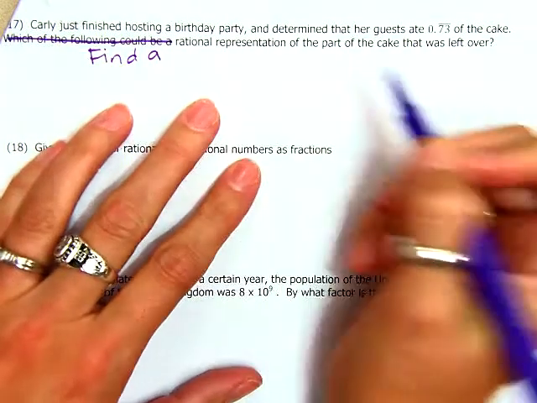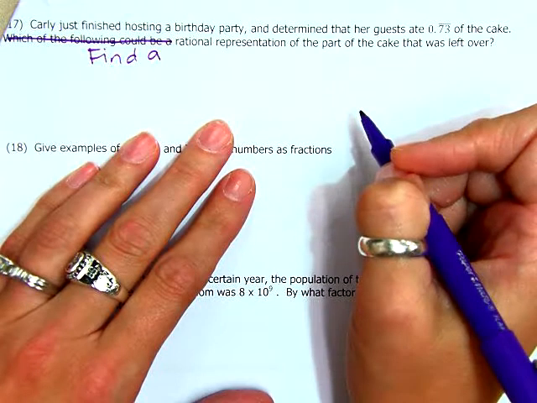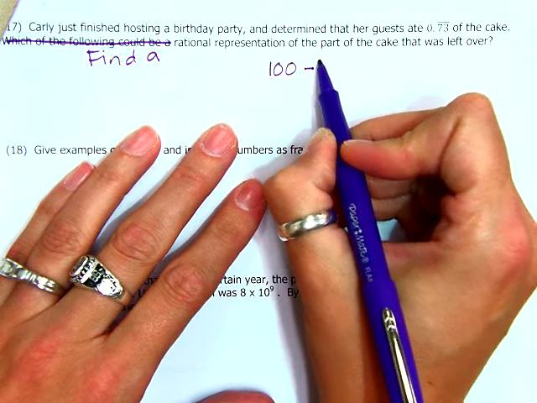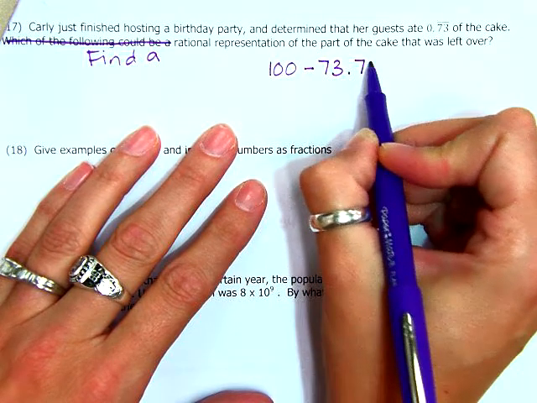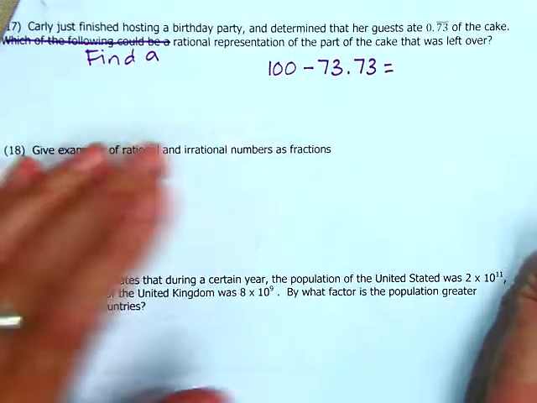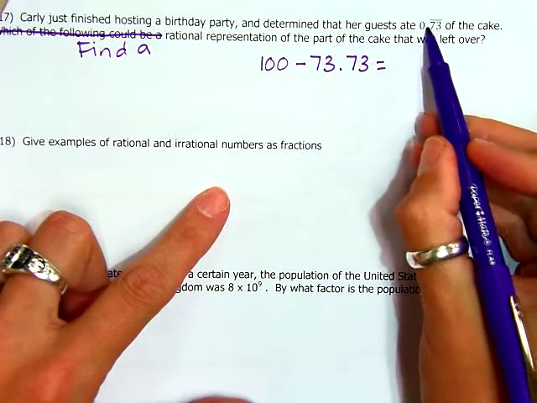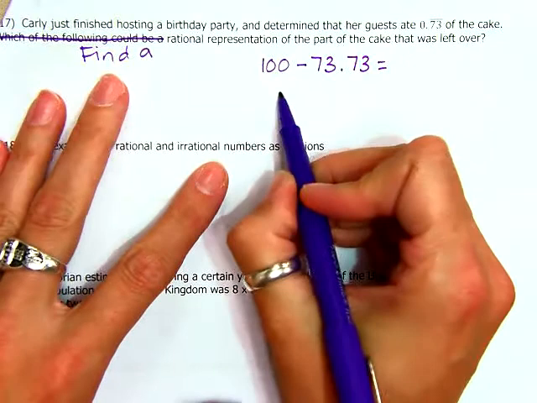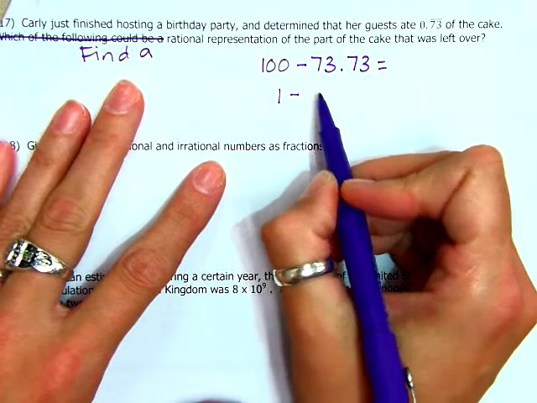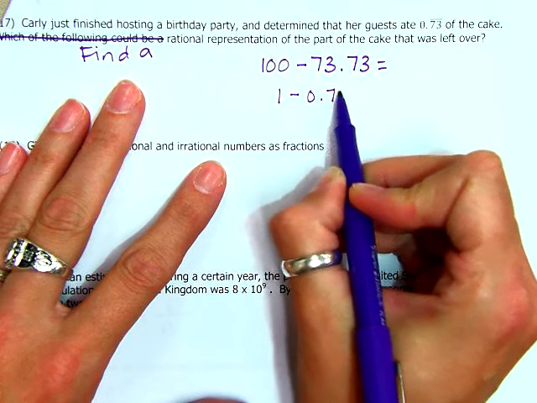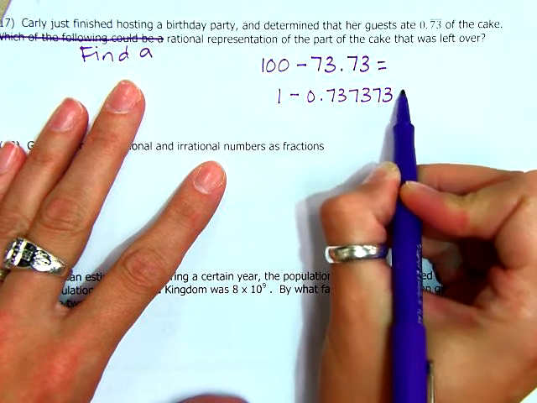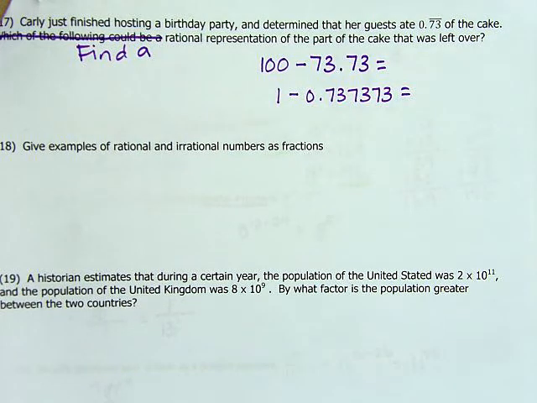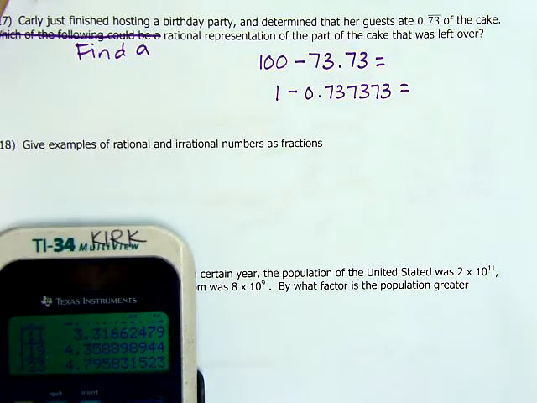So if I had 100% of the cake, I mean, you can do this a couple different ways, but if I have 100% of the cake and I subtract off 73.73% of the cake, how much is left? That's one way of doing it. I change this repeating decimal to a percentage. You could also just leave it as a decimal. A whole would be 1. I have 1 cake, and I subtract off this repeating decimal in my calculator, and I would get the decimal version. Okay, so rational representation could also mean that it's a fraction.